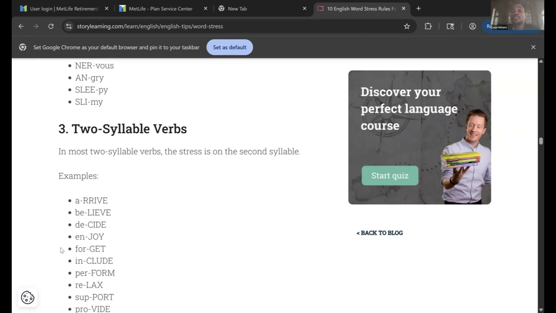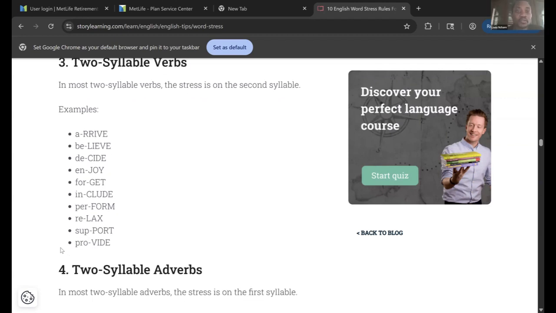Exactly. You see the difference? Then you can have the nouns and verbs with exactly the same word. One is the name, the noun, and another is the verb. With the pronunciation, you can distinguish both. Okay, let's now see. In most two-syllable verbs, the stress is on the second syllable. Okay, let's try the examples.